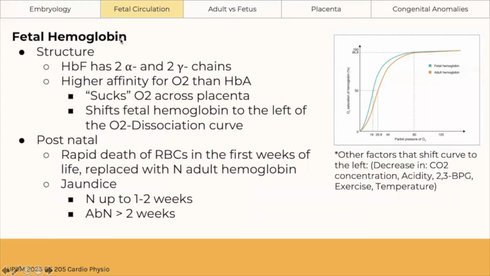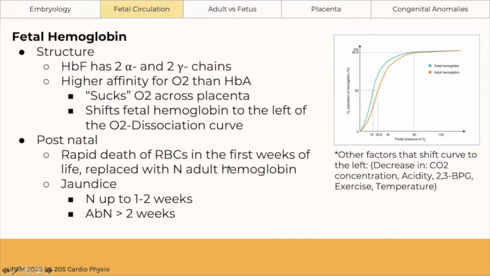There's also a difference between fetal and adult hemoglobin. Fetal hemoglobin, or HbF, has 2 alpha and 2 gamma chains, and has a higher affinity for O2 than adult hemoglobin. Of course, you want to bring the oxygen to the baby, so it is generally sucking the oxygen across the placenta. And since it has a higher affinity for O2, this will shift your oxygen dissociation curve to the left. Postnatally, of course, fetal hemoglobin will have to be replaced by normal adult hemoglobin.